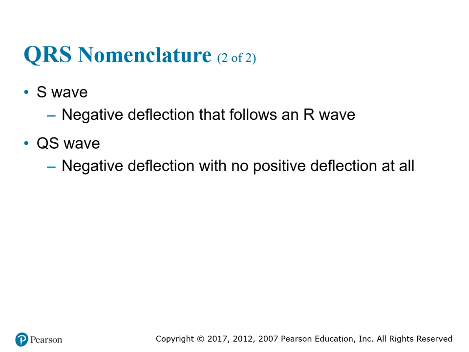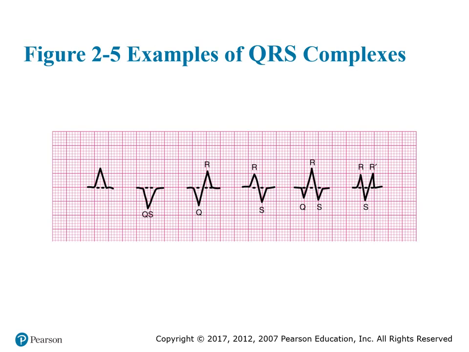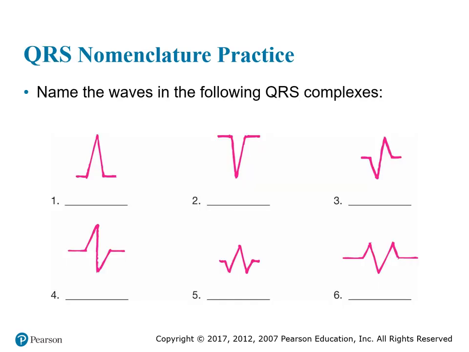Your S wave will be negatively deflected, meaning in a downward direction, that follows an R wave, and sometimes you will see a QS wave where you have negative deflection with no positive deflection, meaning you'll have no upward R wave. For example, this is just an R. This is an R wave. You have your QS, QR, RS, QRS, RSR prime. You've done this for homework, and I checked everybody's work, and very good.